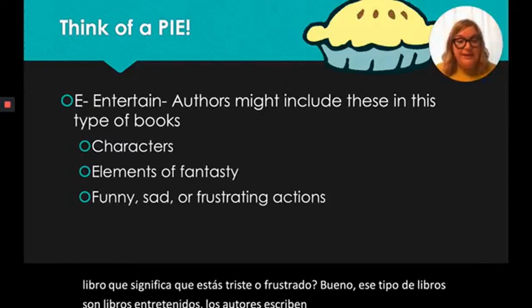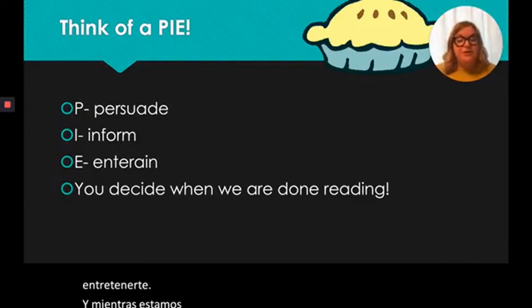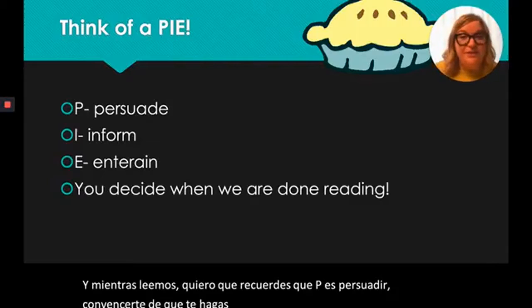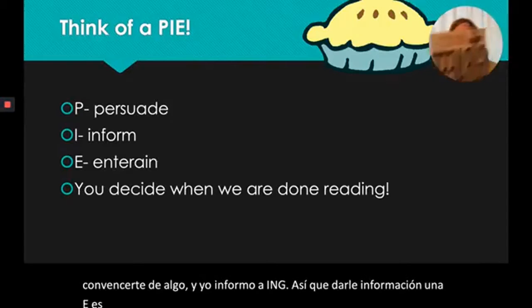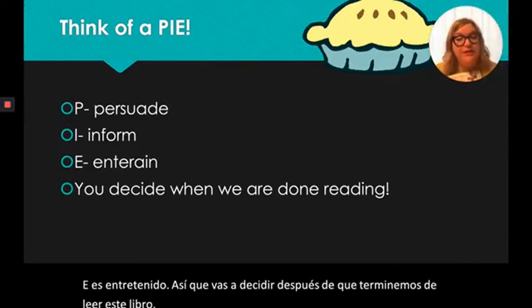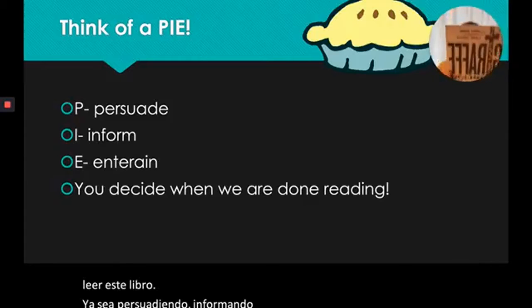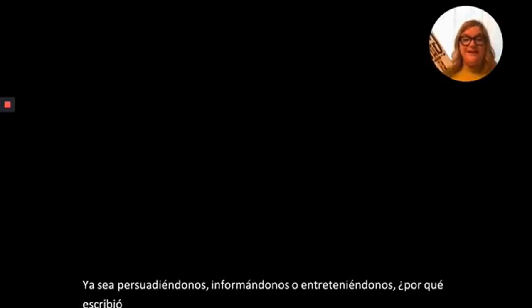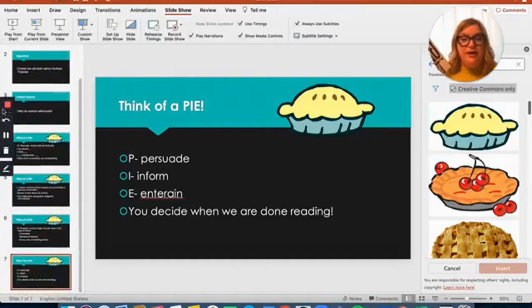As we're reading, I want you to remember: P is persuade, talking you into something. I is informing, giving you information. And E is entertain. You're going to decide after we're done reading this book whether it's persuading, informing, or entertaining us. Why did the author write the book? Let's get started, and we are going to start reading Giraffe Problems.